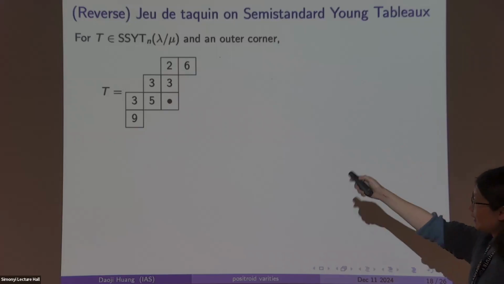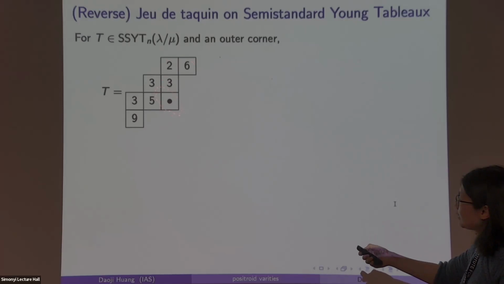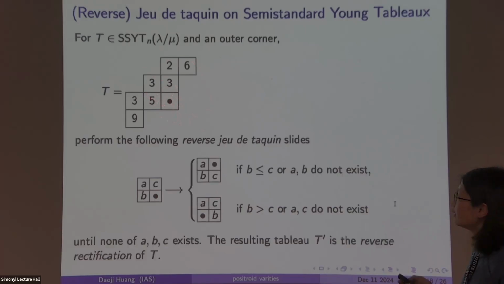So if I have a U-shape semi-standard Young tableau that looks like this, I can do a process called reverse stratification, which means that I take an outer corner, and I slide an adjacent number into the dot in such a way that I preserve the semi-standardness. In particular, 3 cannot go here because 5 would be bigger than 3. So at every step I have a unique choice.